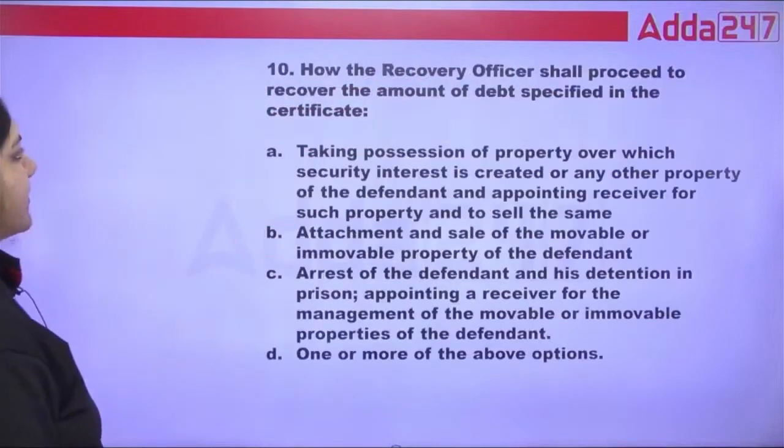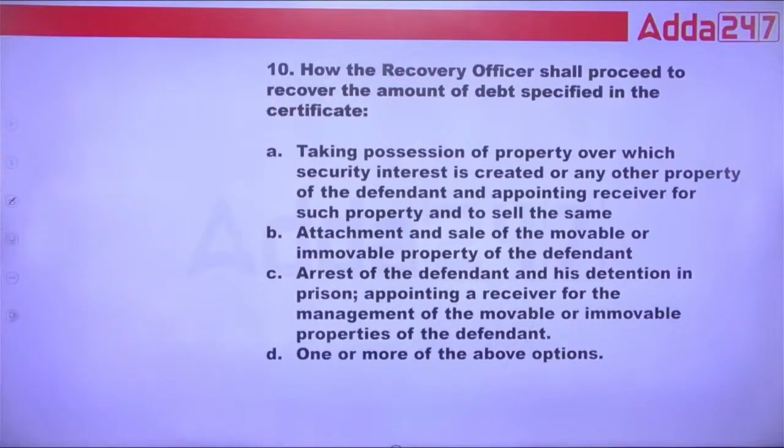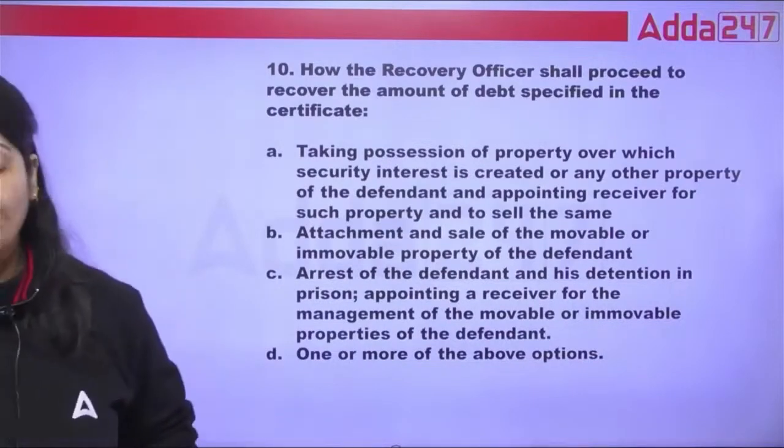Okay? Now, how shall the recovery officer proceed to recover the amount of debt specified? It means, what are the modes to recover the debt? The first is taking possession of the property over which the security interest is created, or any other property of the defendant, and appointing a receiver for such property and selling the same. Attachment and sale of movable or immovable property of the defendant. Arrest of the defendant and his detention in person. Appointing a receiver for management of the movable or immovable property. And D is one or more of the above options. What is the right answer?